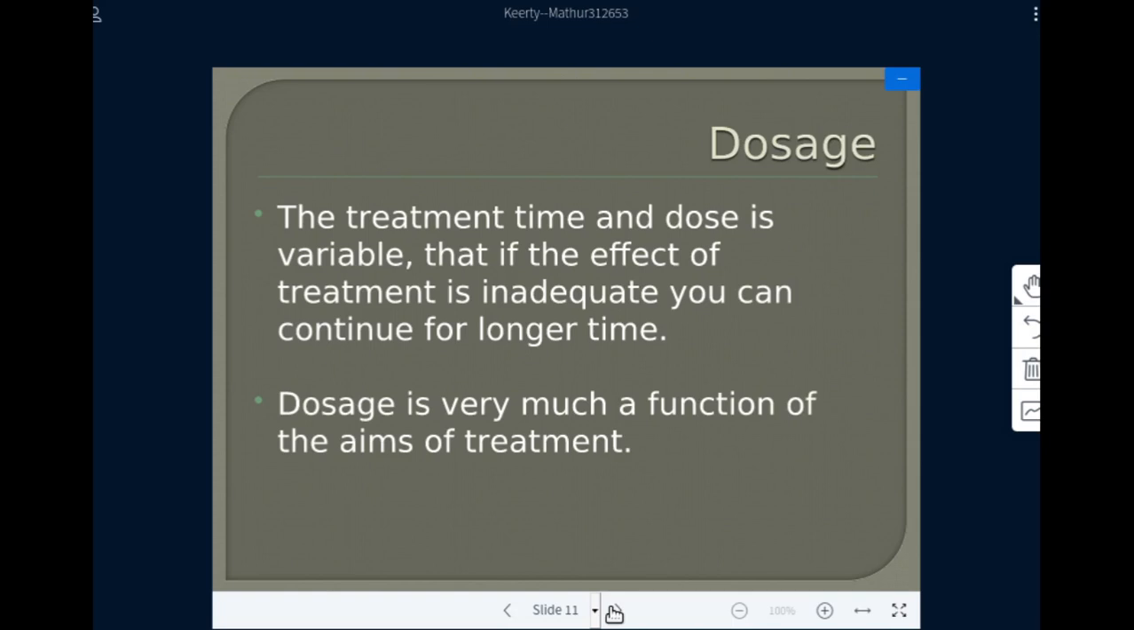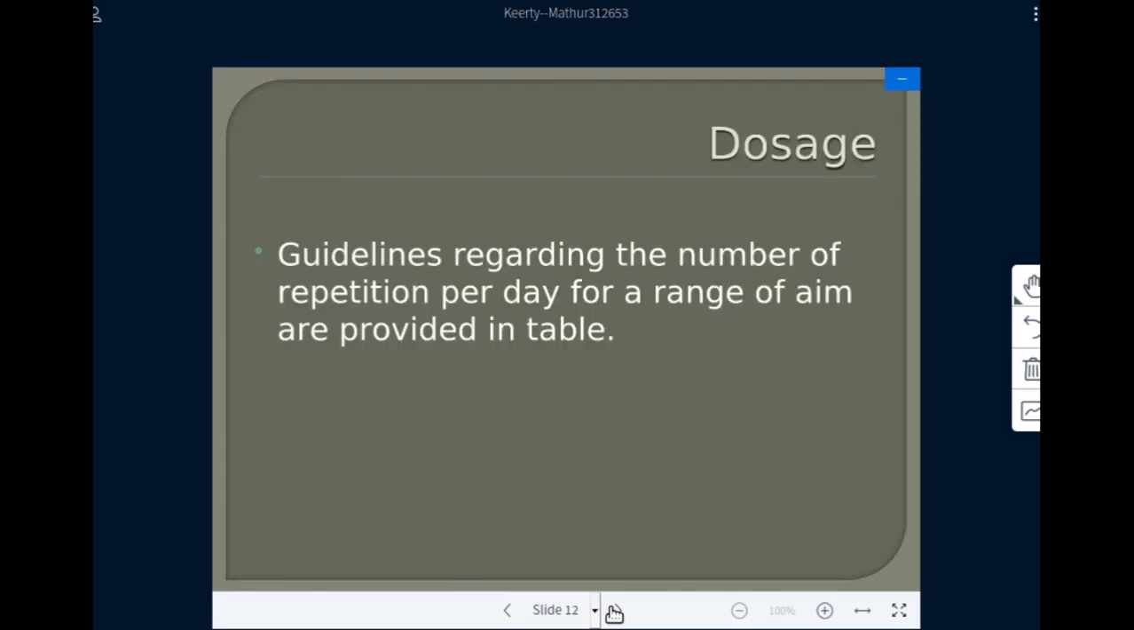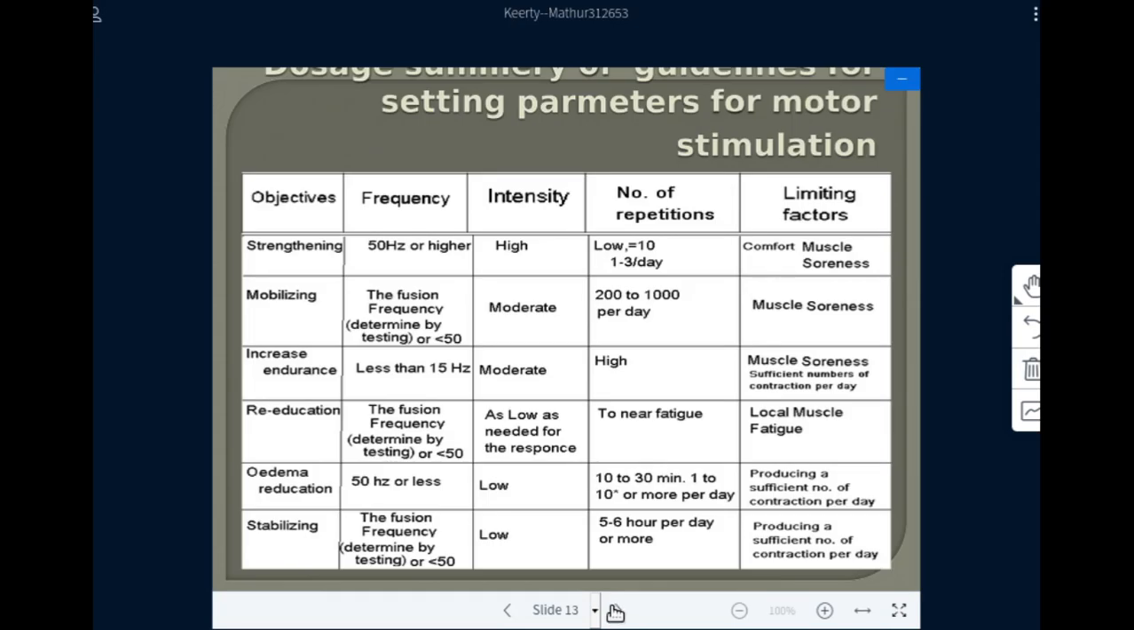Now we'll talk about doses. The treatment time and dose are variable. If the effect of treatment is inadequate, you can continue for a longer time. The dose is very much a function of the aim of the treatment, and this is variable from patient to patient. Guidelines regarding the number of repetitions per day for a range of aims are provided in the table, which you can see here. These are the different objectives and the frequencies, intensities, and number of repetitions along with the limiting factors, and according to this we can manage our treatment plan and the doses.